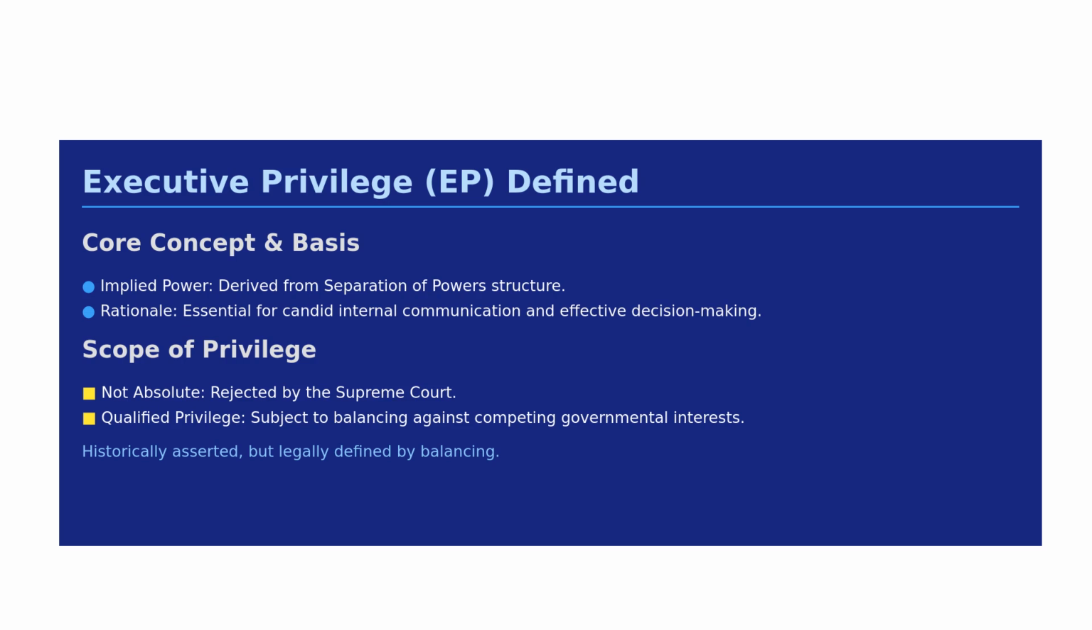This means that the president's need for confidentiality must be weighed and balanced against competing governmental interests, such as the need for evidence in a criminal investigation or the need for legislative oversight. This balancing act forms the core of modern executive privilege jurisprudence.